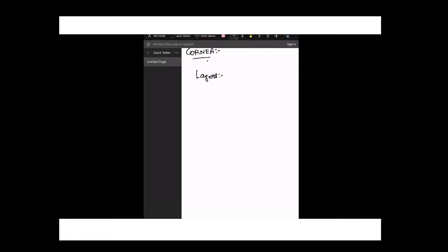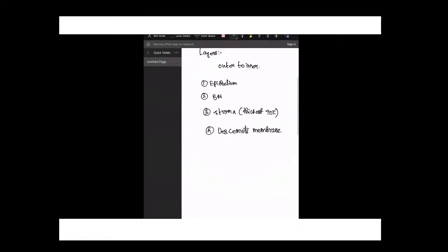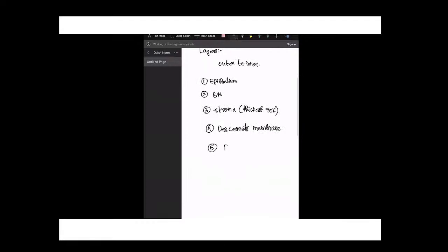Stroma is the thickest layer, occupies about 90% of the cornea. Then we have Descemet's membrane. And last, the innermost, endothelium.